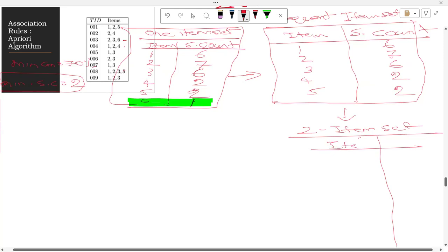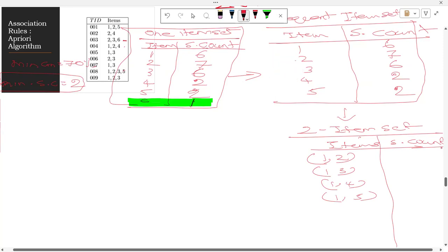Now, this is the items, and this is the support count. So you need to generate the two item sets. How? Just take the first element 1, and put it with 2, 3, 4, 5: 1,2, 1,3, 1,4, 1,5. Likewise, the first two item set is 1,2, the second is 1,3, the third is 1,4, the fourth is 1,5. Now you complete with 1.